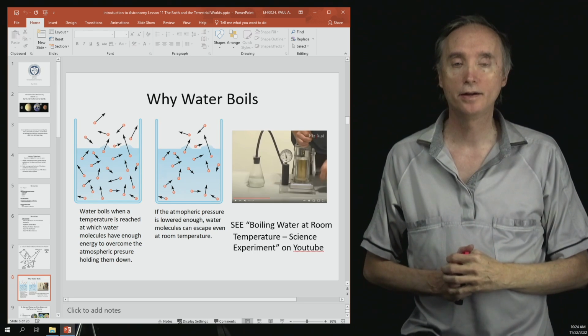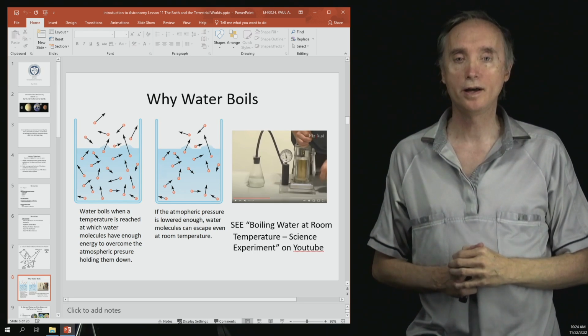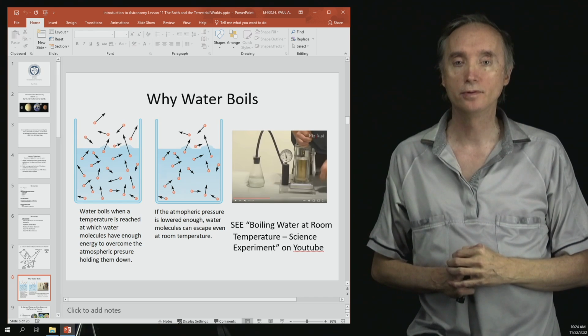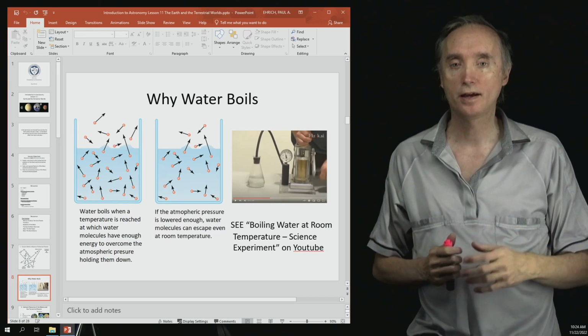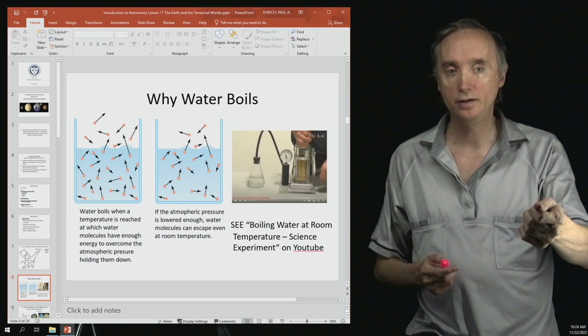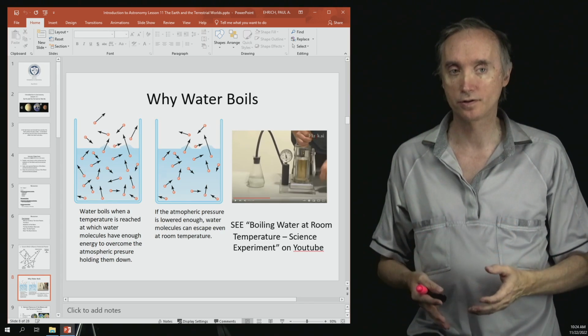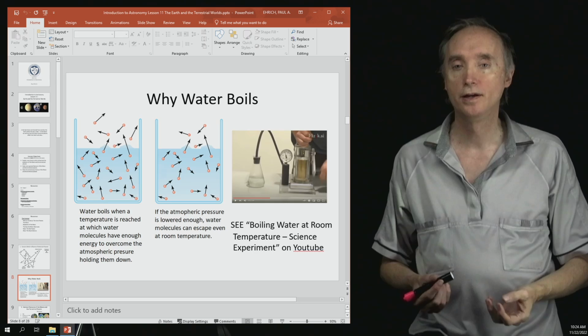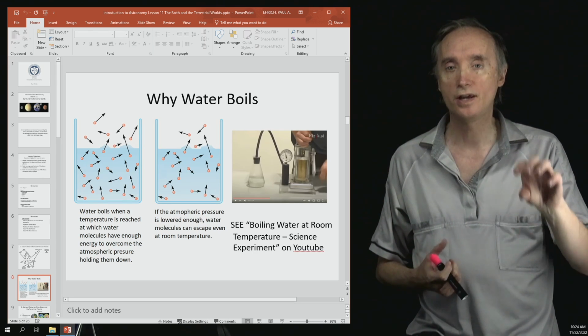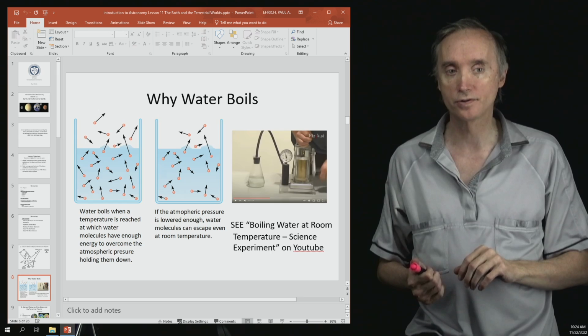Okay, I'm back, and now we want to discuss why water boils. I'm sure you're all familiar with the fact that you can take a pot of water, put it on the stove, turn up the heat, and eventually the water is going to start to boil. What's happening is it's changing from liquid water to gaseous water, which we call steam.